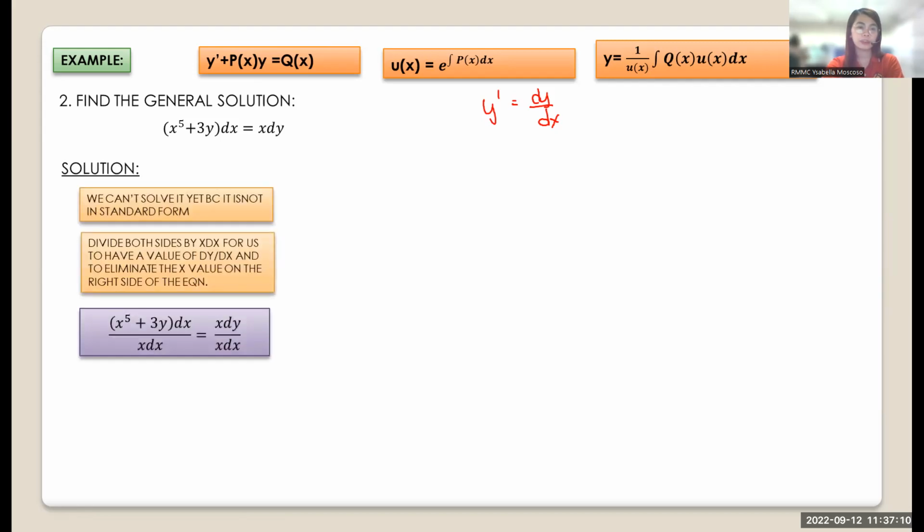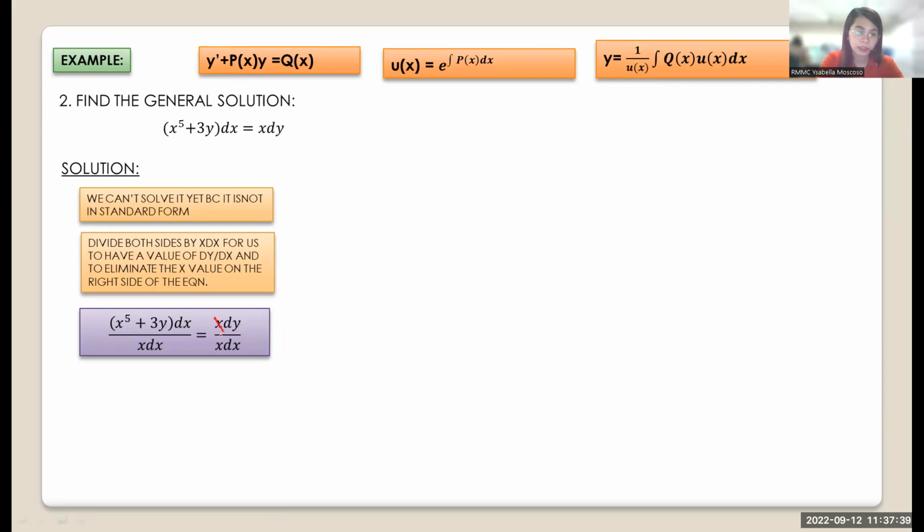Yun yung sinabi ko kanina. Let us try to divide both sides by x dx. Bakit x dx? Kasi gusto kong tanggalin itong variable of x dito, no? 'Di ba? When you have dy over dx, that is a derivative. So tama na tayo, meron na tayong y prime. But the problem is that should be y prime alone only. So wala siyang variable of x or any function variable natin. Kaya gusto ko siyang tanggalin by dividing that one into x.